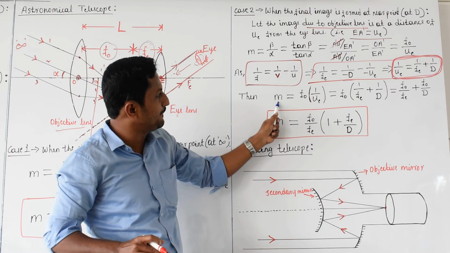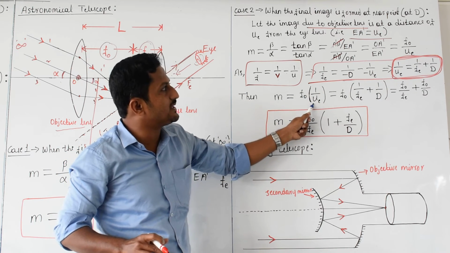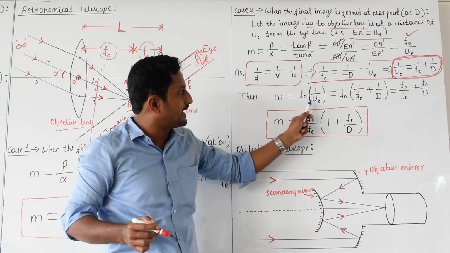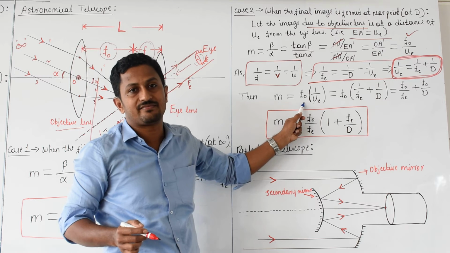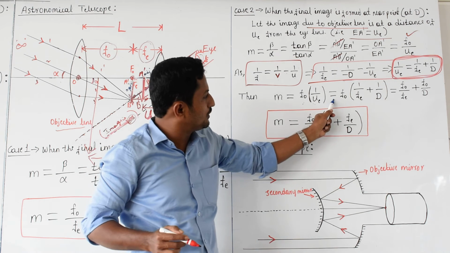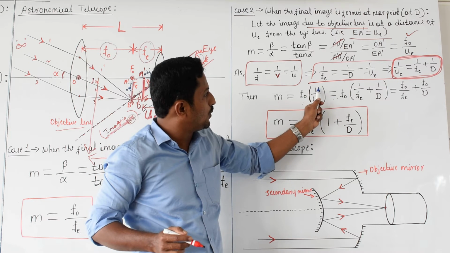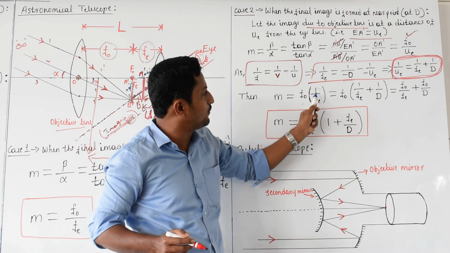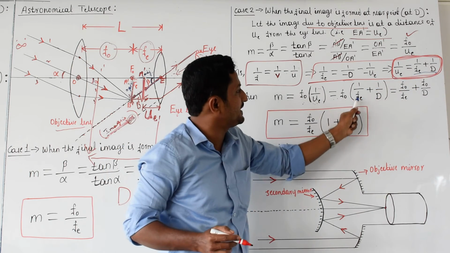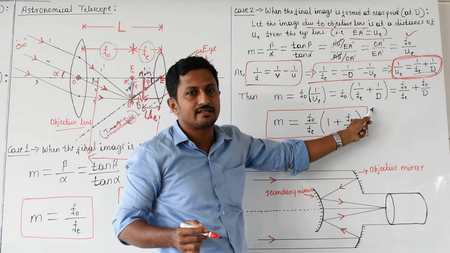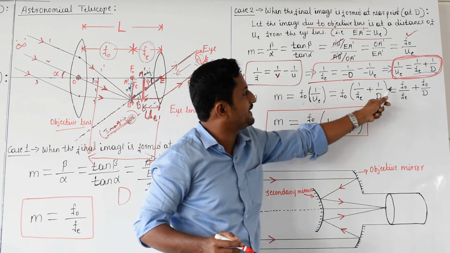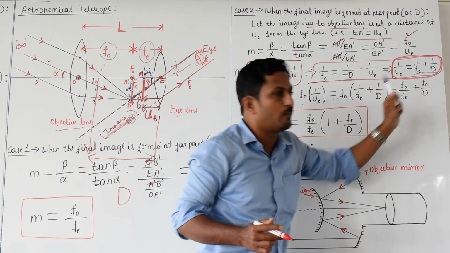That is m equal to fo by ue here. M equal to fo by ue. I have written it like this: fo by ue equal to fo as usual 1 by ue. In place of 1 by ue I have written this value as 1 by fe plus 1 by d. Okay. Then you multiply this with those. Then it will be fo by fe plus fo by d.